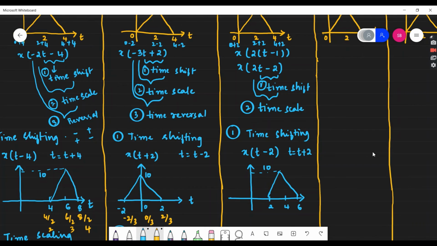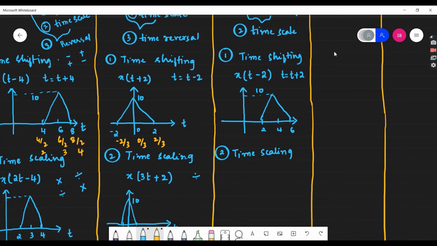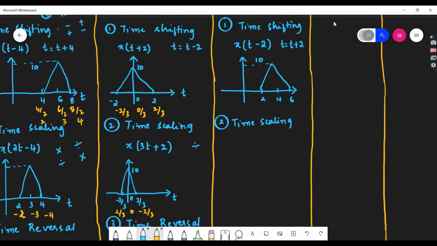Next, the second step is the time scaling operation, where you want the equation in terms of x of 2t minus 2. Once again, t is multiplied by 2. So in the operation, I have to perform division by 2. So instead of 2, it is 2 by 2. Instead of 4, it is 4 by 2. Instead of 6, it is 6 by 2.